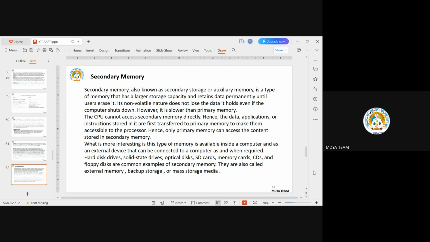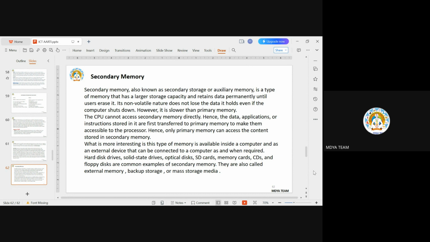Yes, primary memory is very fast as compared to secondary memory. CPU cannot access secondary memory directly. Yes, CPU doesn't talk to the secondary memory. It only accesses the primary memory, okay? It directly accesses only the primary memory, not the secondary memory. Hence, the data, applications, or instructions stored in it are first transferred to primary memory to make them accessible to the processor. So, when we save the data in the secondary memory, it will first transfer to the RAM.